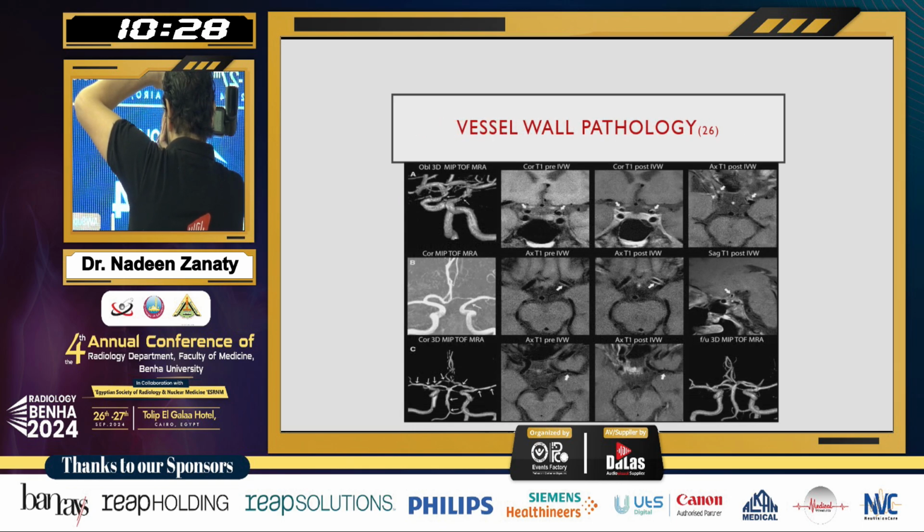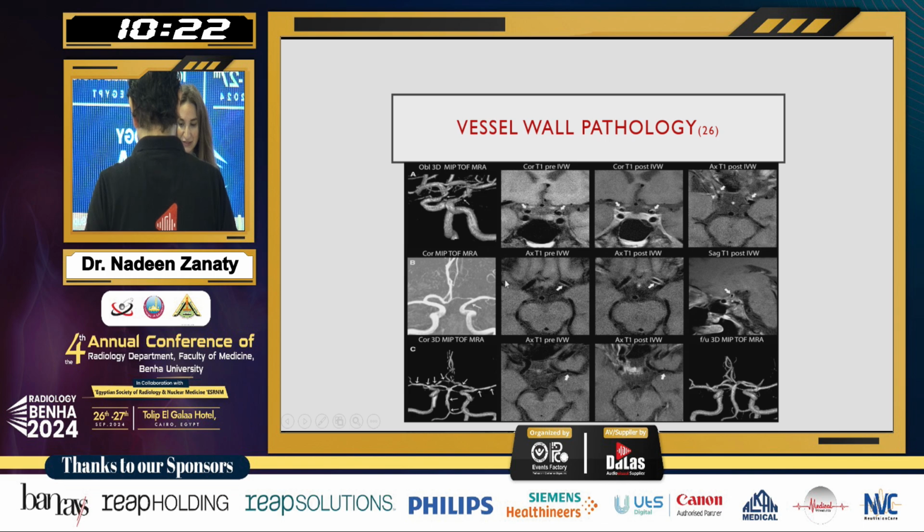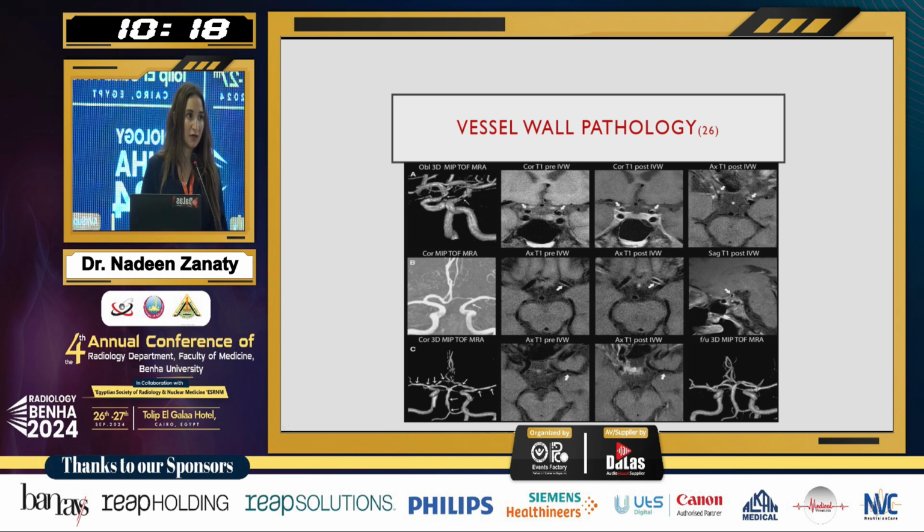So I'd like to show you the first slides of the vessel wall imaging. First, before we talk about the pathology, you need to know the normal appearance of the vessel wall. These slides have pathology, but as you can see here, that's the normal appearance of the vessel wall. It has a smooth wall with minimal or no contrast enhancement, and I can appreciate the lumen very well without any narrowing.